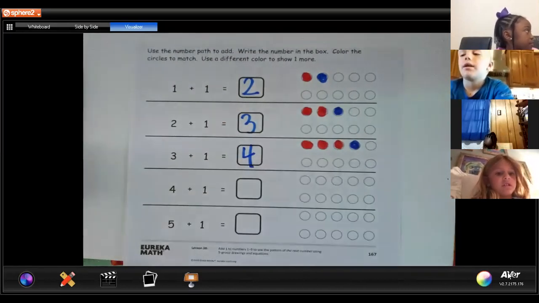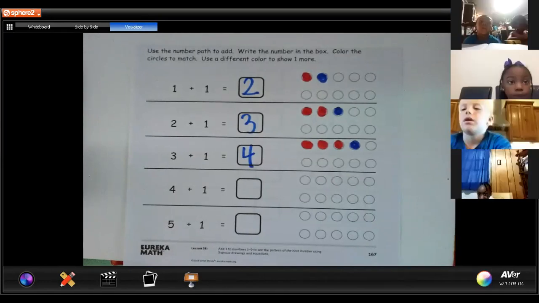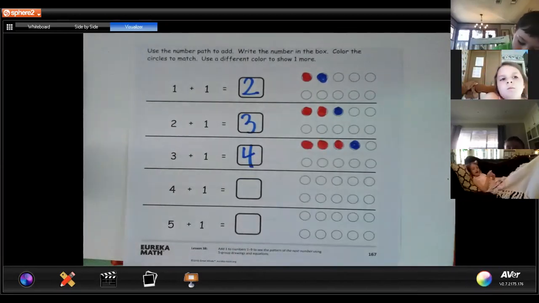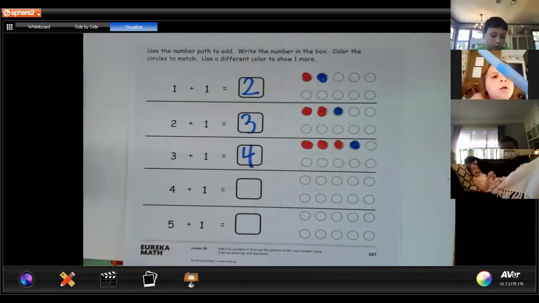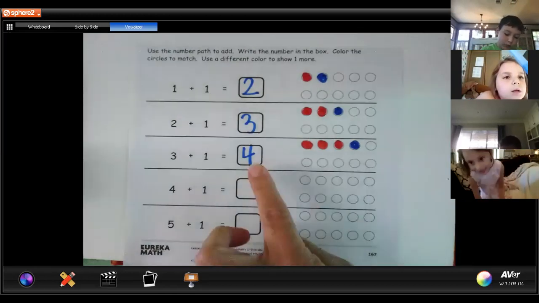Raise your hand if you see a pattern in our number equations. Don't say it out loud. Raise your hand if you see a number pattern, because I do. Let's see who sees that number pattern. Lily Grace, what do you see, honey? Can you tell me about it? Use a big voice because Miss St. Romain can't hear you. Come get close to the computer for me for a second. There you go. What number pattern do you see?